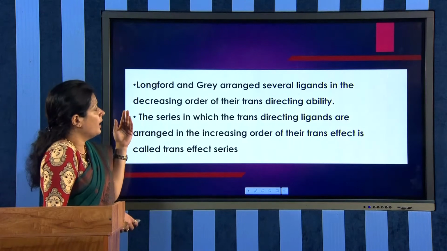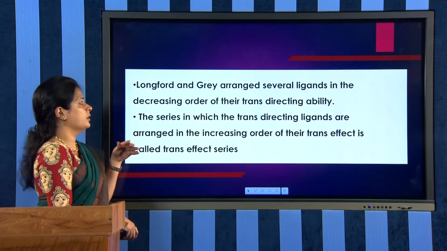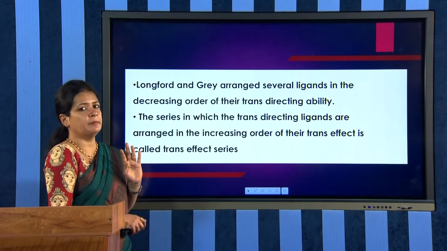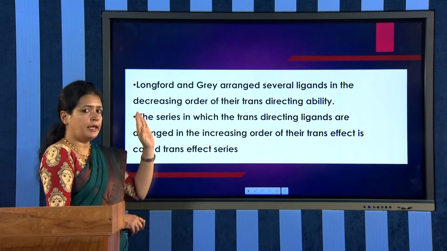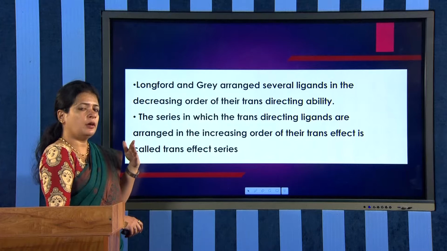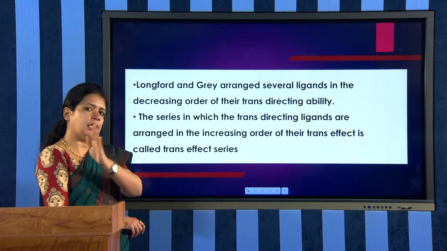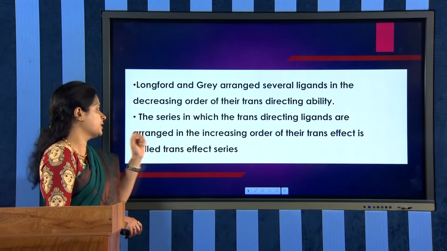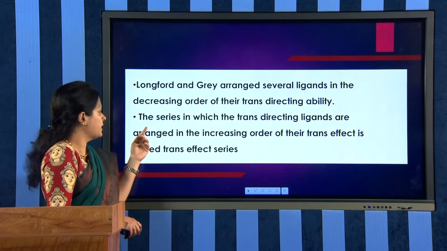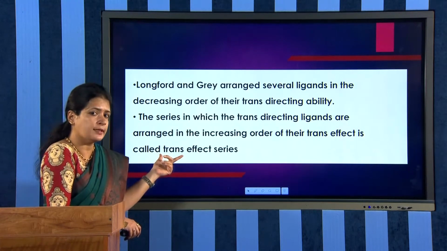Okay. And it was Longford and Gray who arranged several ligands in decreasing order of their trans-directing ability. They arranged these ligands in a particular order, and that arrangement is called the trans effect series. So, what is the trans effect series? It is the series in which the trans-directing ligands are arranged in increasing order of their trans effect.